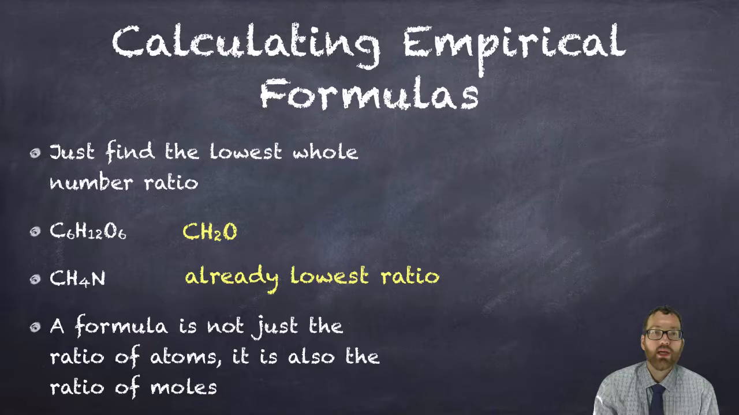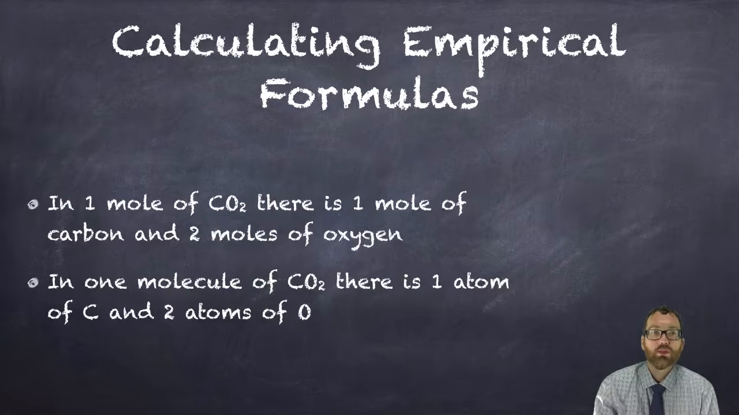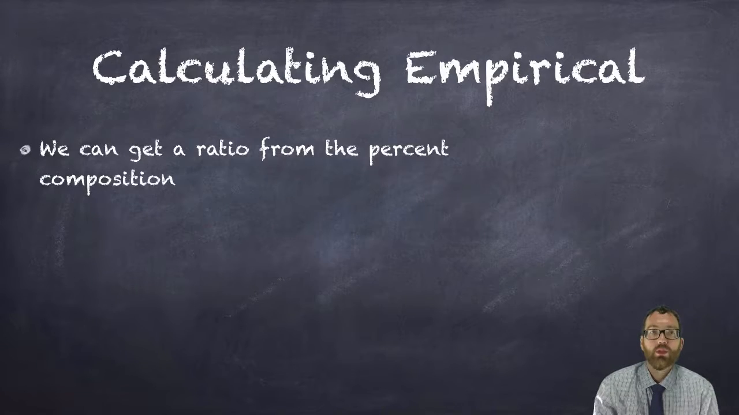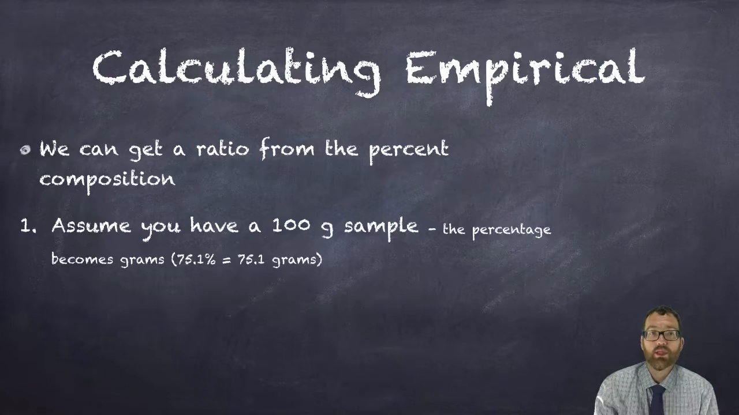So a formula is not just the ratio of atoms, it's also the ratio of moles. In 1 mole of carbon dioxide, there's 1 mole of carbon and 2 moles of oxygen. And in 1 molecule of carbon dioxide, there's 1 atom of carbon and 2 atoms of oxygen. So we can get a ratio from its percent composition.